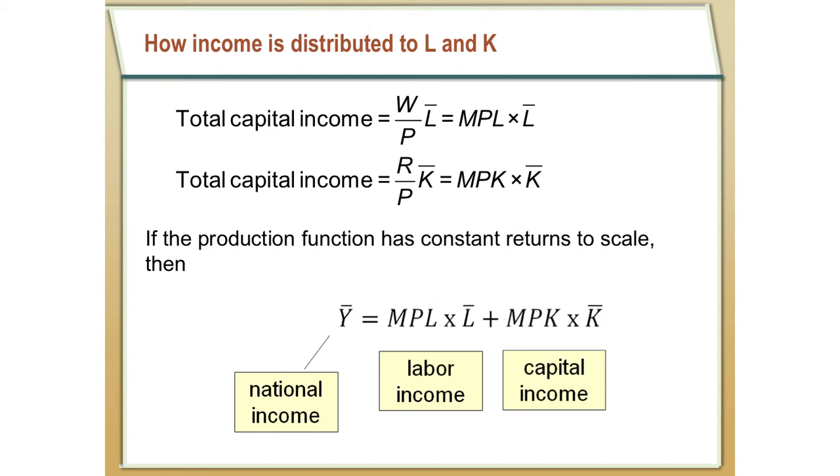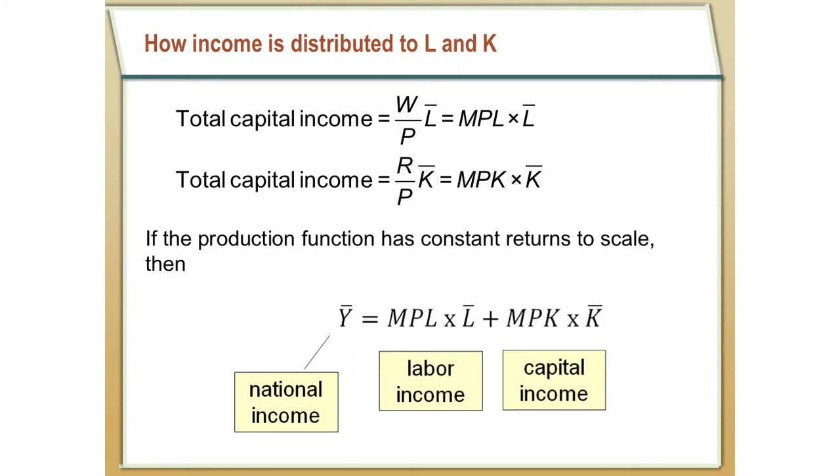If we want to figure out how much of the total pie is going to workers, we know that workers are being paid the real wage, W over P, and there are L-bar workers. So the total amount of money going to the workers is the amount they're getting paid times the number of workers, W over P times L-bar. We know in equilibrium from profit maximization that the real wage is going to be equal to the marginal product of labor. So we can simply substitute MPL in for W over P.